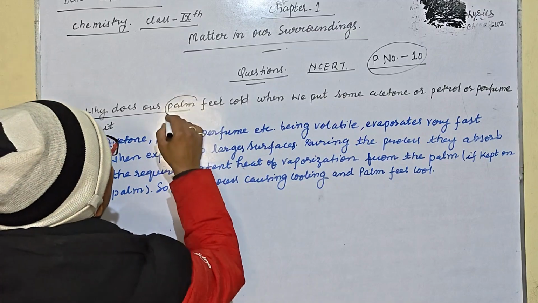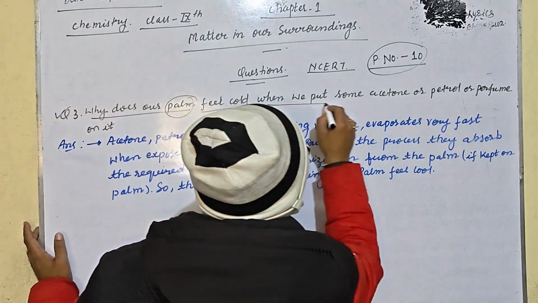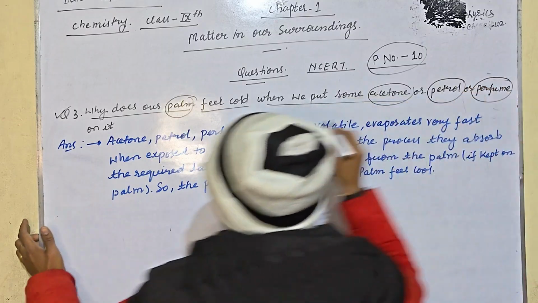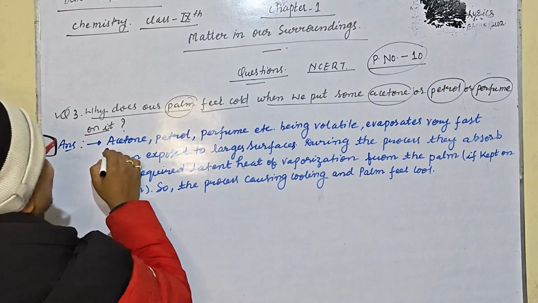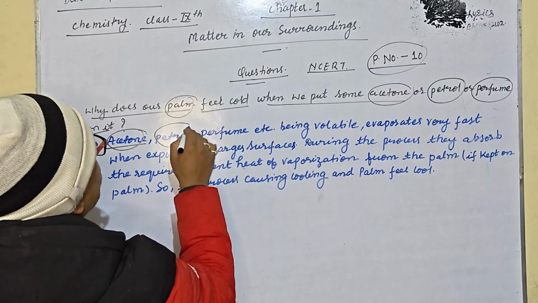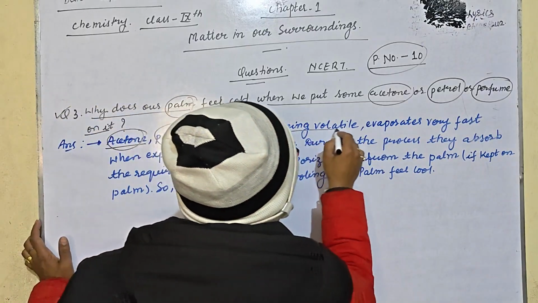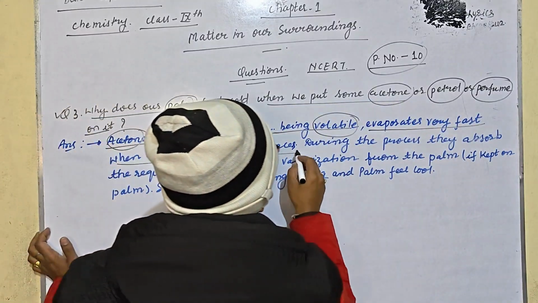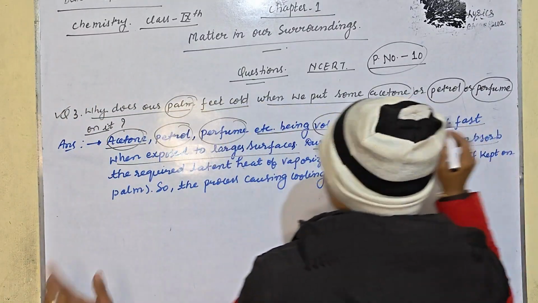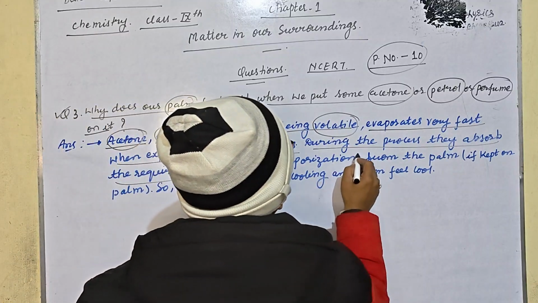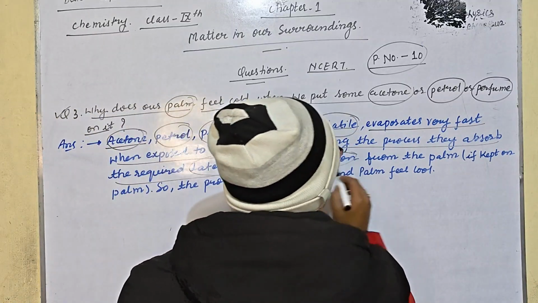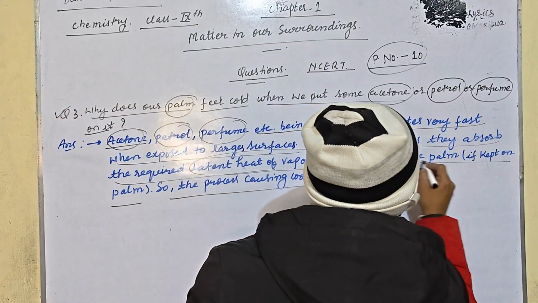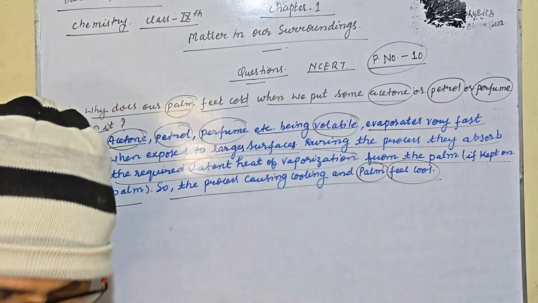Why does the palm feel cold when we put some acetone, petrol or perfume on it? Acetone, petrol, perfume, etc., being volatile in nature, evaporate very fast when exposed to larger surfaces. During the process, they absorb the required latent heat of vaporization from the palm if kept on the palm. So the process causes cooling and the palm feels cool. So this is the answer.